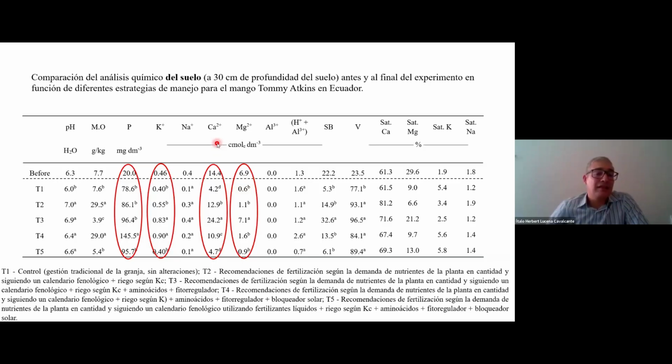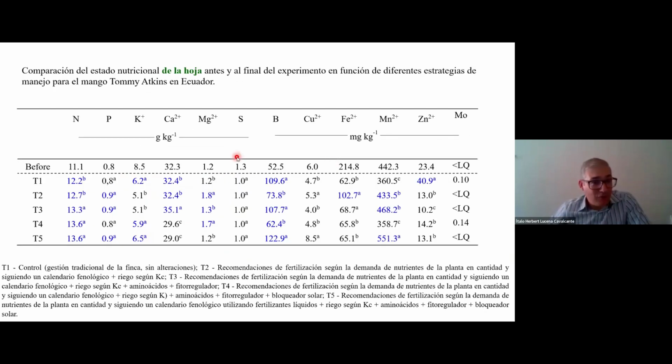14.4 before, then 4.2. Notice the drop here that occurred for T1. And for magnesium, likewise, there was a very sharp, extreme drop in magnesium throughout all the treatments. And we'll discuss a little bit more what we observed with that. In the leaves, what we observed was an increase in nitrogen, a significant increase in phosphorus. What happened was a little bit of an increase. T1 maintained the prior level, but T2 through T5 showed a slight increase.